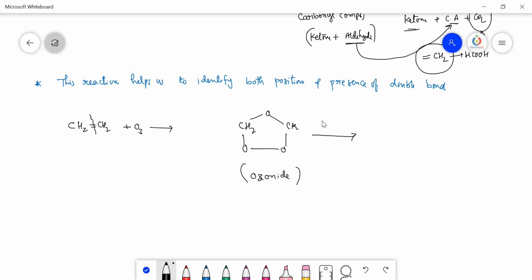When it is subjected to zinc and H2O, it breaks the bond like this. Every time I don't discuss again and again, just remember like this. The CH2 combines with oxygen and forms CH2O, and the other CH2 combines with oxygen and forms CH2O. CH2O is nothing but HCHO, which is called formaldehyde. So instead of writing this much, people just add one oxygen here, break this bond, so that you get the CH2O and CH2O.